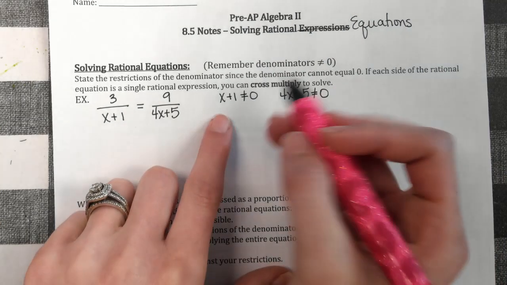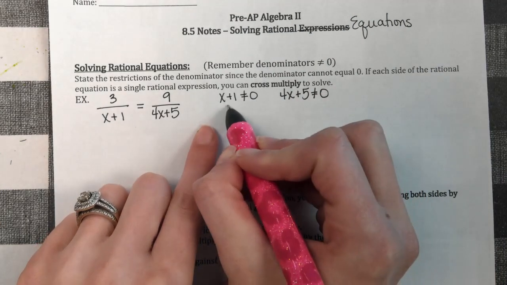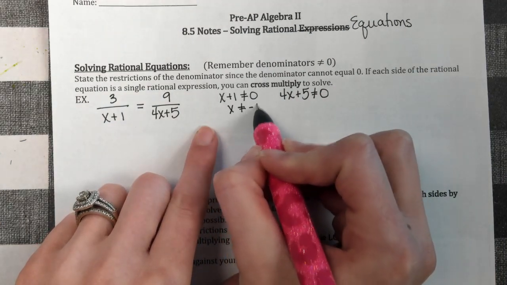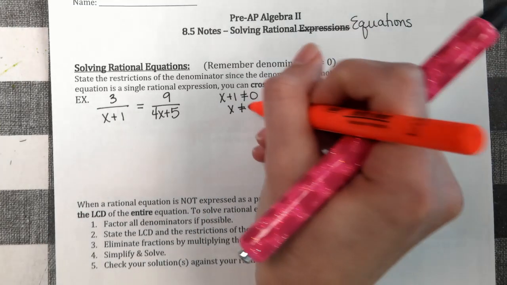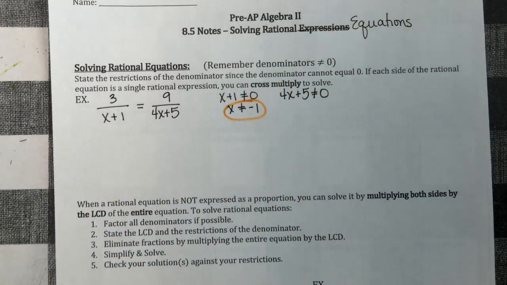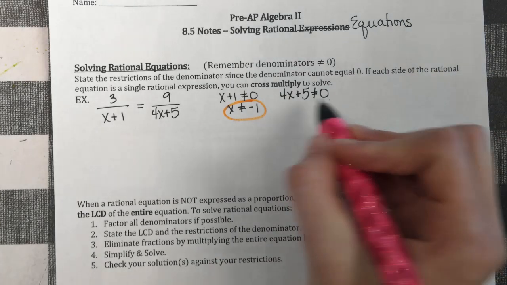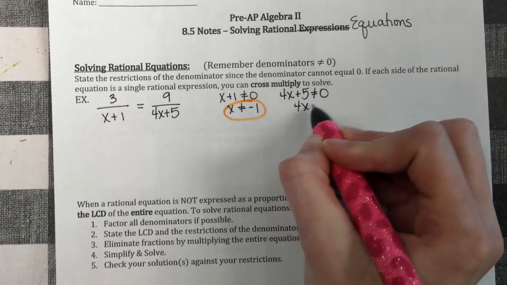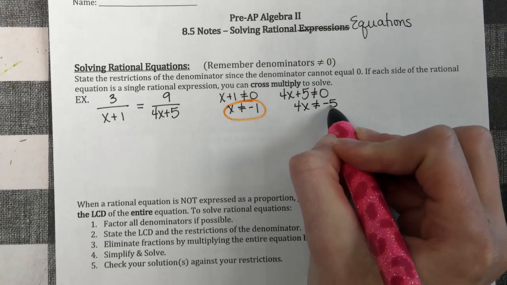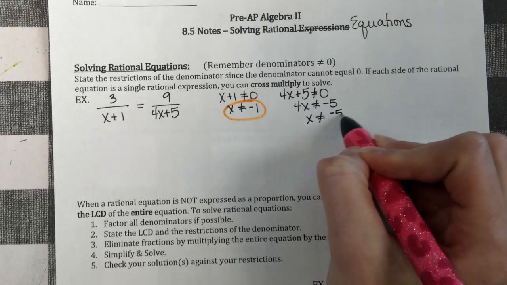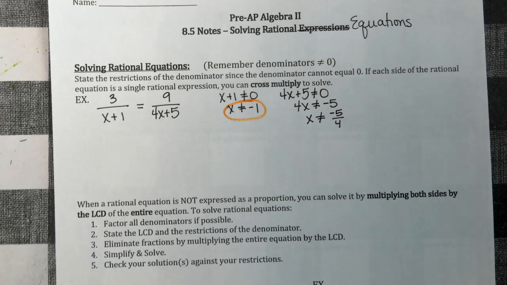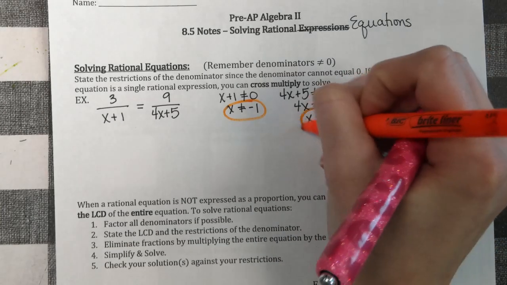Okay, so if I solve for this x, I would subtract 1. X cannot equal negative 1. Okay, that's my first restriction. And then 4x plus 5 cannot equal 0. I would subtract my 5. 4x cannot equal negative 5. Divide by 4. X cannot equal negative 5/4. That's my second restriction.